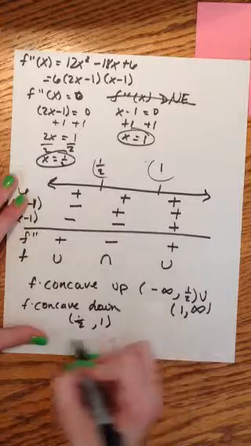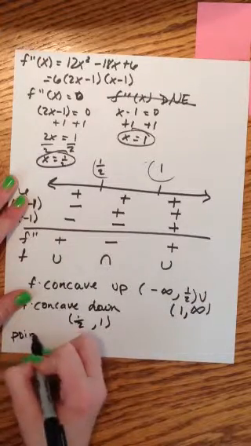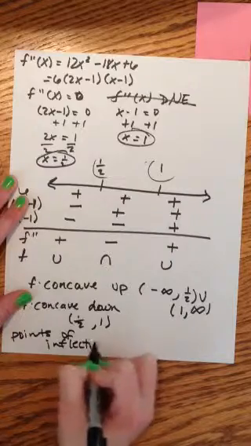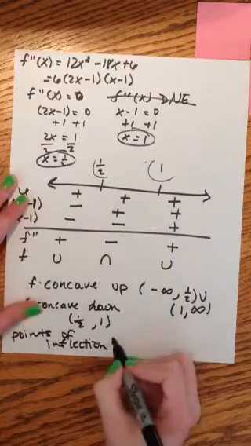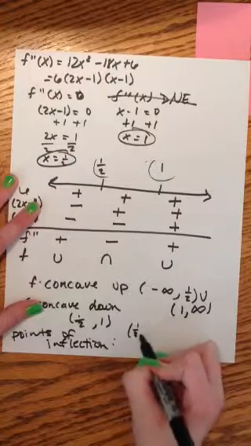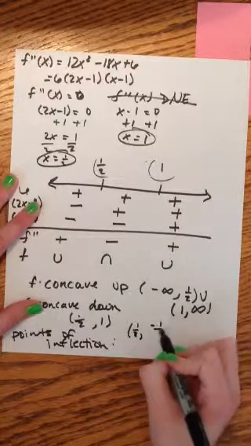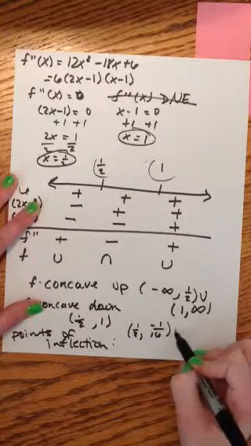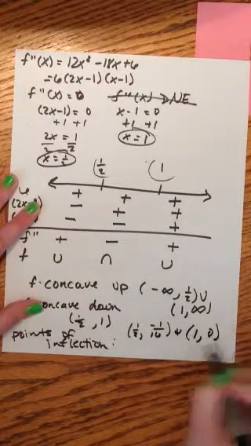So if we plug those points in, if we plug 1/2 into the equation, we get 1/2 and negative 1/16, and if we plug in 1, we get 1, 0. So those are points of inflection. Now we can take all of this and put it on one chart, so we can start to graph it.